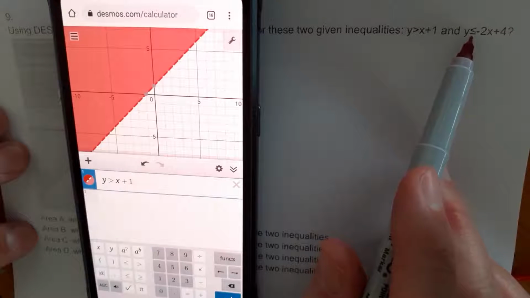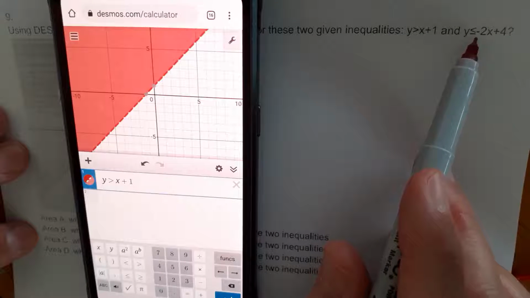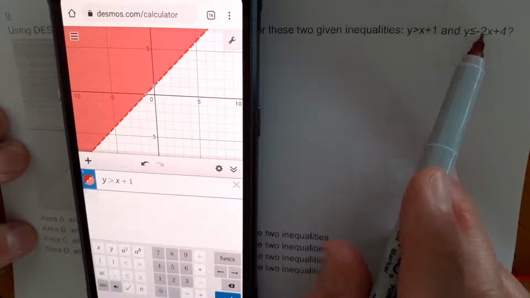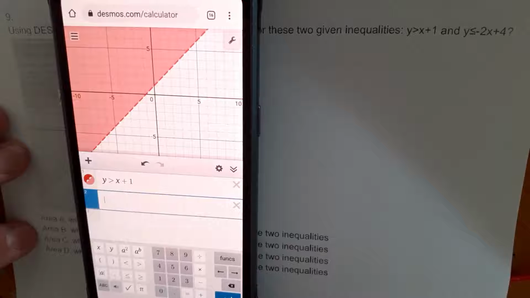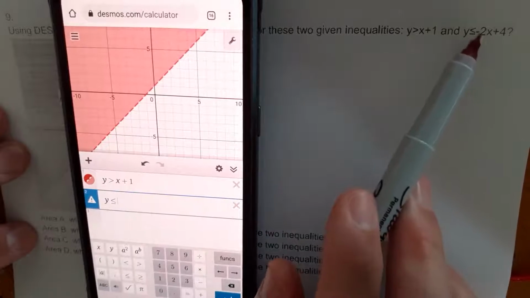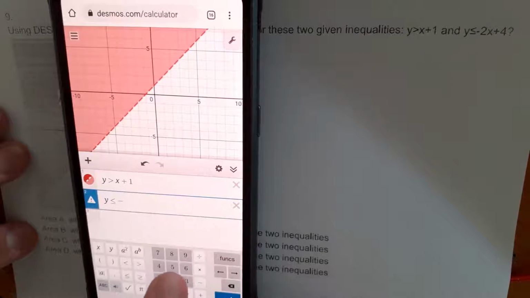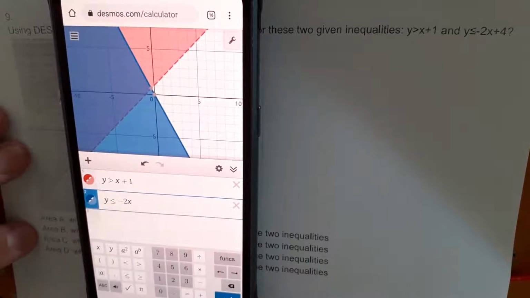It does have an equals, so what kind of line would you expect, solid or dashed? So because it's an equals, let's see what we get. So let's open up a new box here. We just tap. This one's less than or equal to, notice they've got the inequality symbols for us already laid out, minus 2x, all right, the plus 4, so plus 4, okay?